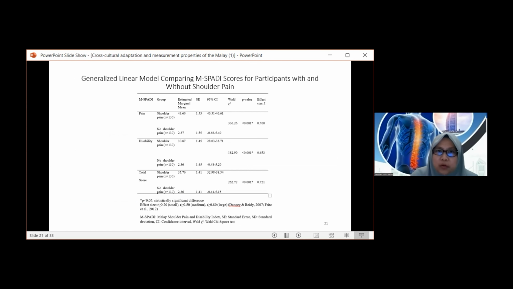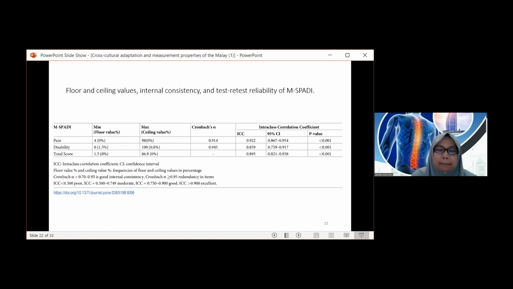This is the result of known-group validity, part of hypothesis testing as well. Generalized linear model analysis revealed that after the exclusion of age, education, and occupation as covariates, the M-SPADI pain score, disability, and total score were significantly higher in the patients with shoulder pain compared to the non-shoulder pain group. The difference between the scores was statistically significant with a moderate effect size.